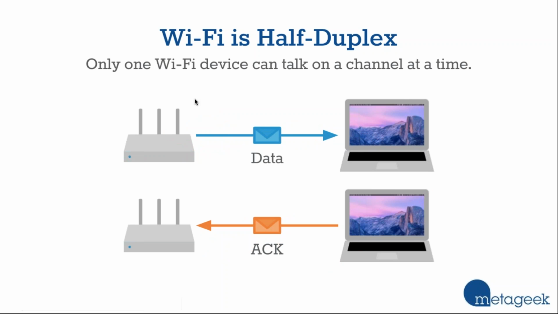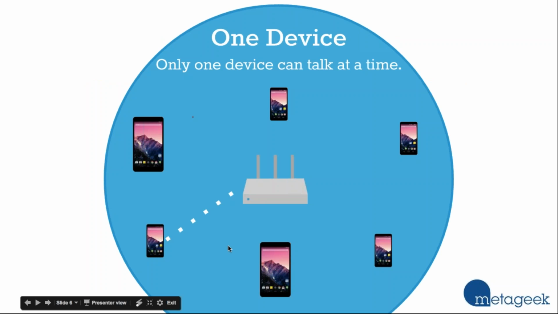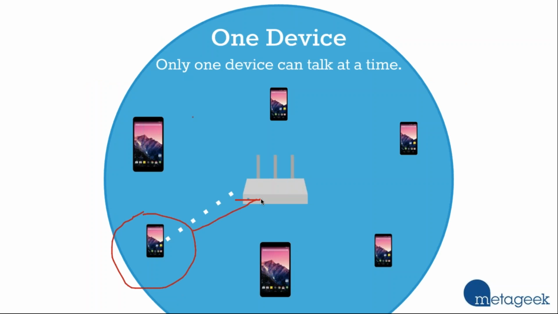The big takeaway here is that on any given channel at any given time, only one Wi-Fi device can talk, only one device can talk at a time. So what does it look like when we have multiple devices on the channel? The same rule applies. Only one device can talk at a time. If we've got an Android phone here that is currently transmitting some data to this access point, all the other devices on the channel have to be quiet and wait for their turn to talk. Only one device can talk at a time.